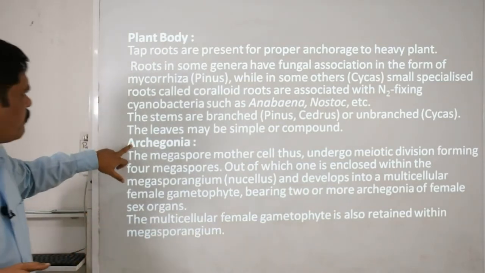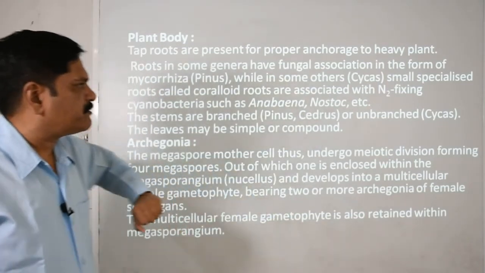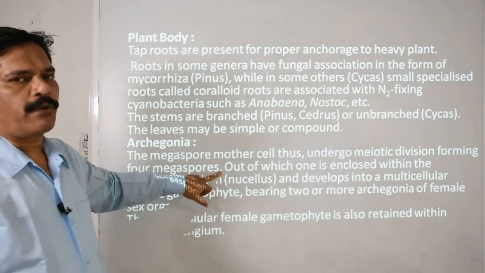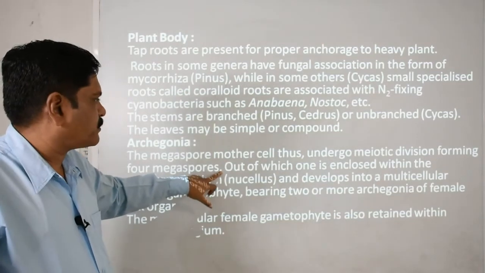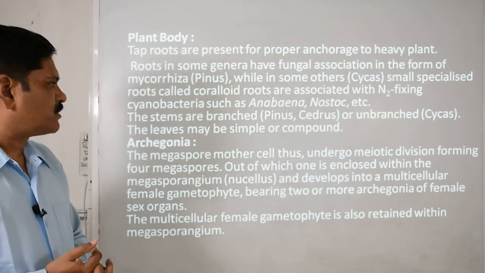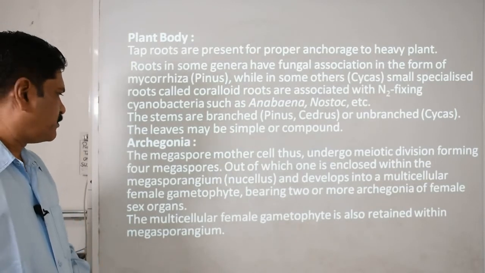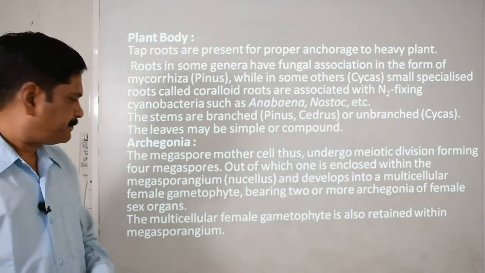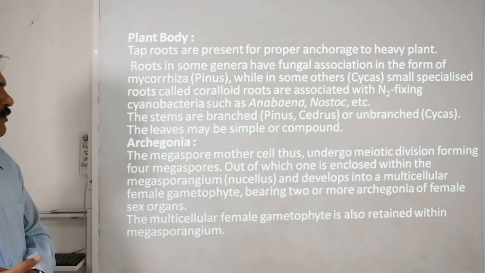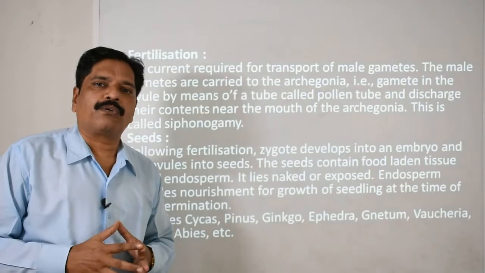Now if we are talking about the archegonia, the megaspore mother cell undergoes meiotic division and forms 4 megaspores. Remember, haploid megaspores are there. What is the number? 4 megaspores are there, out of which one is enclosed within the megasporangium and that develops into a multicellular female gametophyte bearing 2 or more archegonia, the female sex organs, clear. Now when we talk about the sex organ, the multicellular female gametophyte is also retained within the megasporangium, okay, and which is responsible for growing the ovule, right.